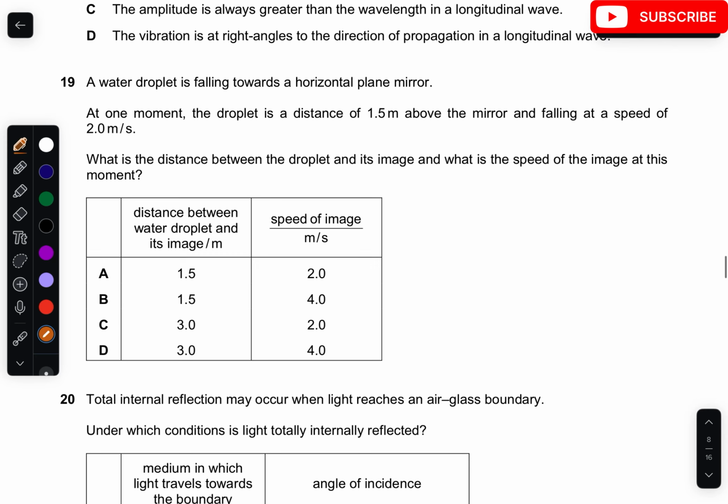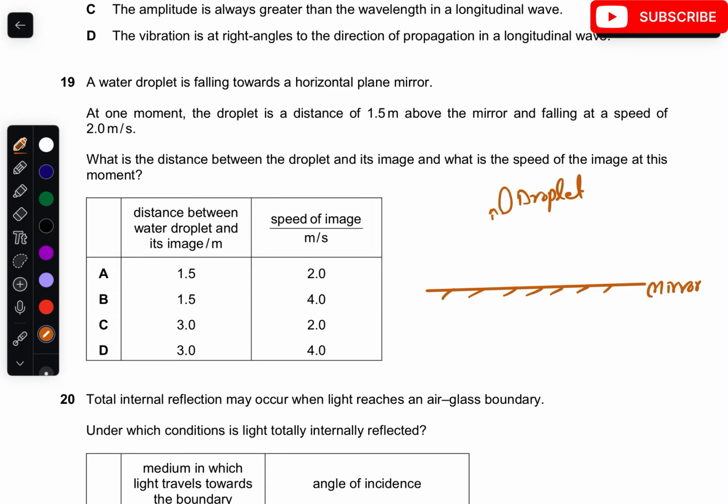Question 19, a water droplet is falling towards a horizontal plane mirror. At one moment, the droplet is a distance of 1.5 meter above the mirror and falling at a speed of 2. Okay, let's make the scenario. Let's suppose this is the mirror, and the droplet is here. Its distance from the mirror is 1.5 meter and its speed is 2.0 meter per second. What is the distance between the droplet and the image?